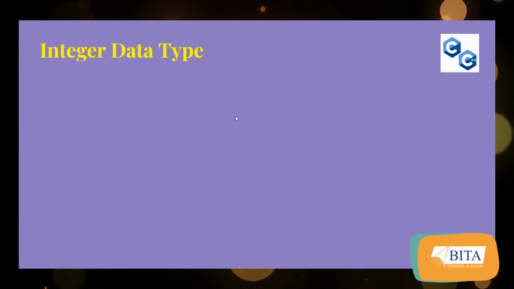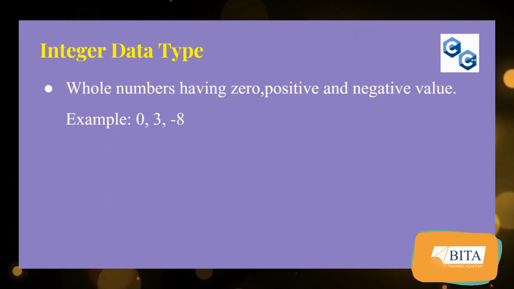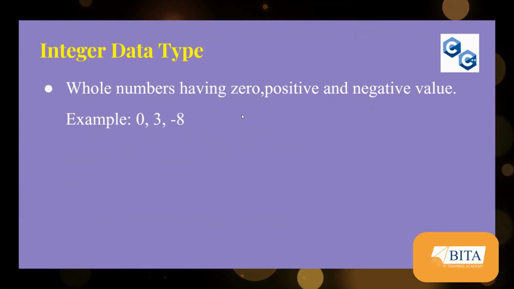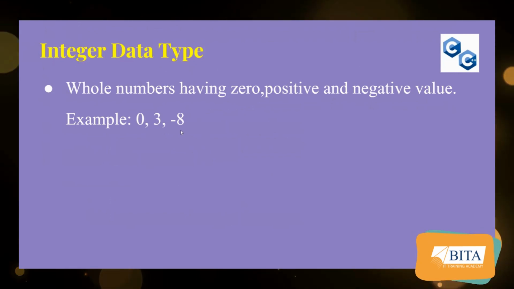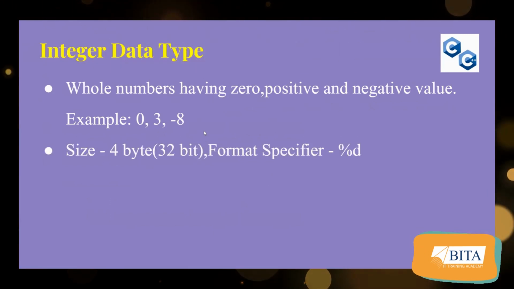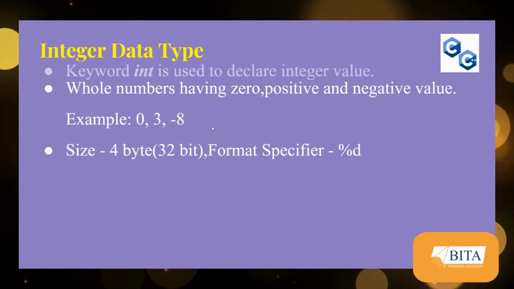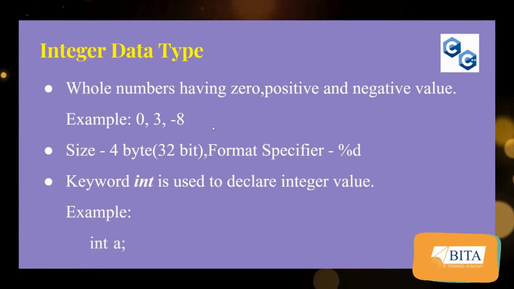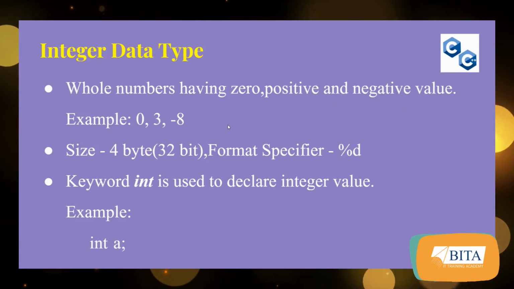So what is an integer data type? The integer data type is used to store whole numbers without any decimal values. It can have both positive and negative values. Examples of integer values are 0, 3, and -8. The size of the integer data type is 4 bytes, and the format specifier is %d. The int keyword denotes the integer data type. For example, int a is an integer variable which can store integer values.